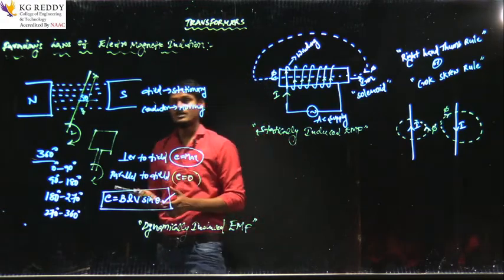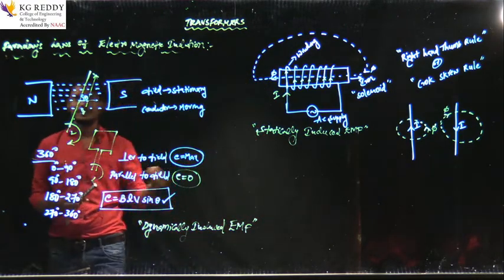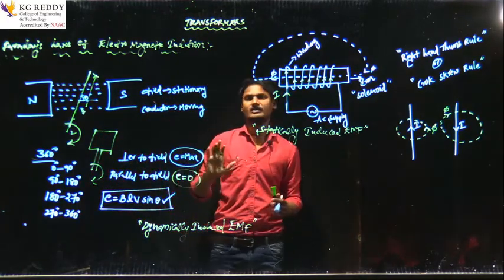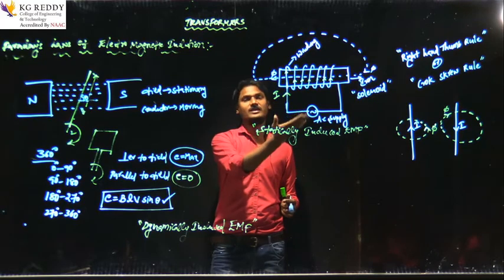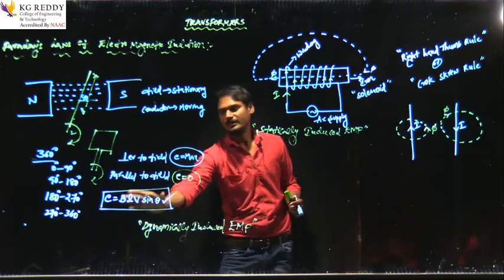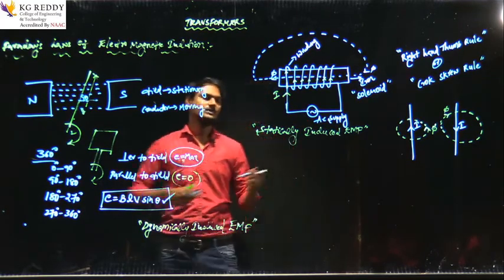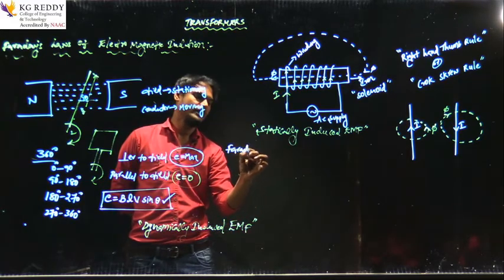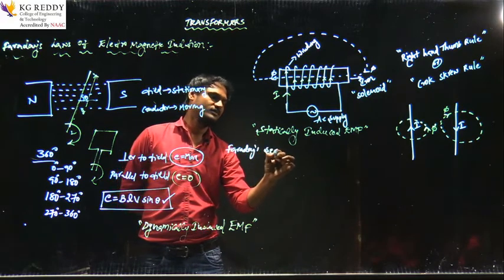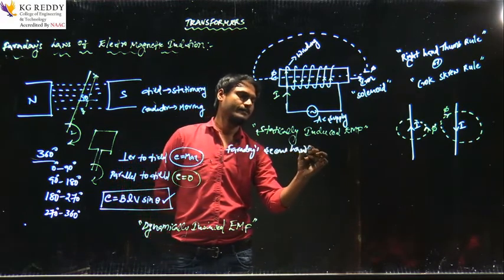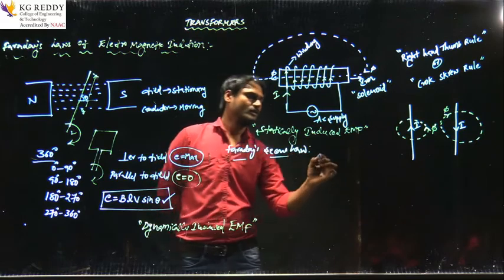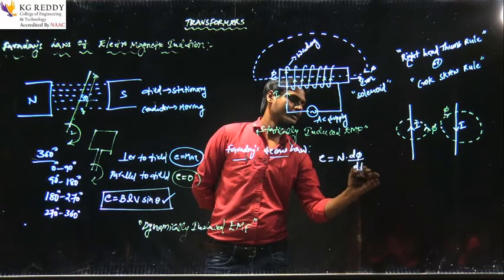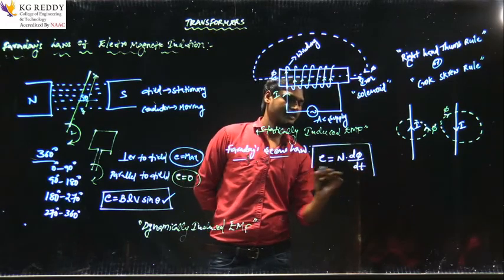So, there will be some equation, right? We have to represent it mathematically. Most of the equations should be in a mathematical model only. In our electrical department, imagination is different; that imagination should be matched with the equations. Is it clear? Now, according to Faraday's second law, E can be represented by N into d phi by dt. This is Faraday's second law.